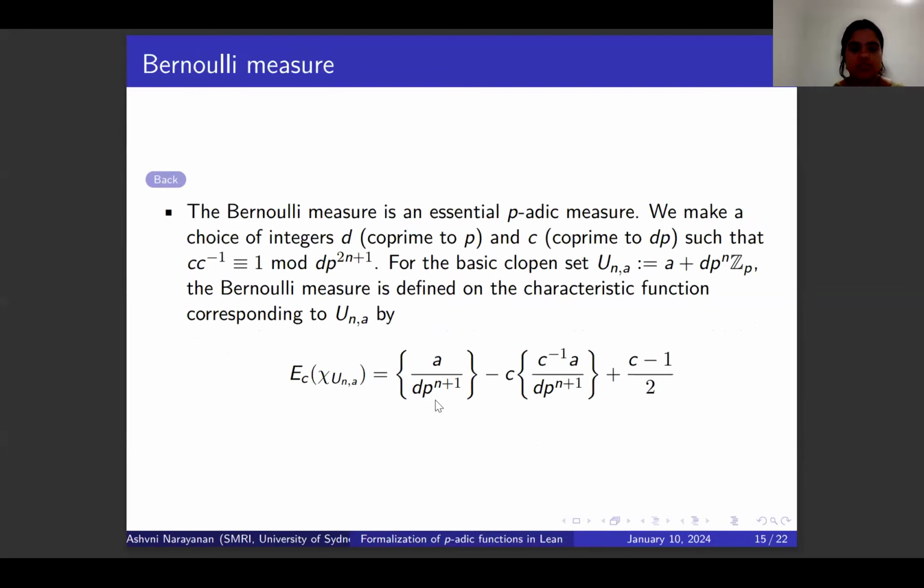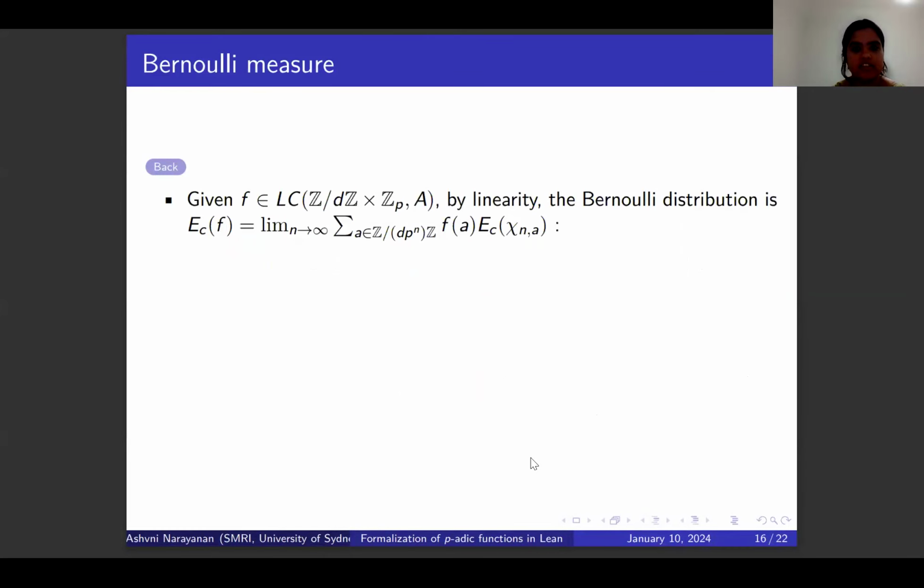Okay, so that gives us the p-adic integral, and then we need to make a choice of a p-adic measure, and that measure is chosen to be the Bernoulli measure. And because we are working on this special set Z mod dZ cross Zp, where d is co-prime to p, we have this Bernoulli measure here. It can be defined on these clopen sets, and that is sufficient because our space of p-adic integers actually has a clopen basis. Okay, so we define it in this way.